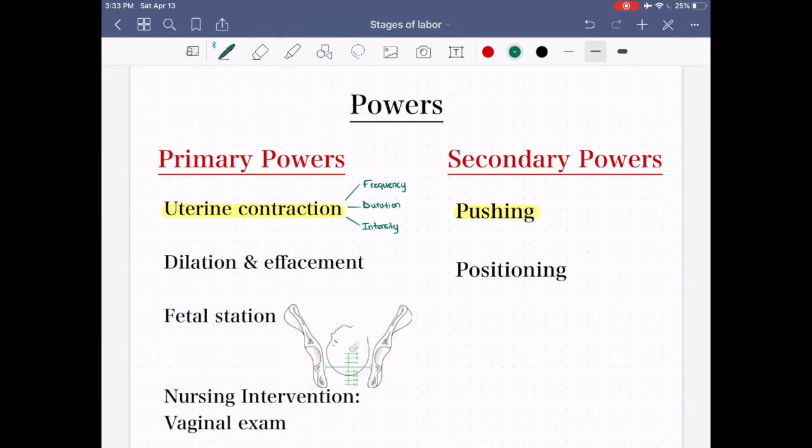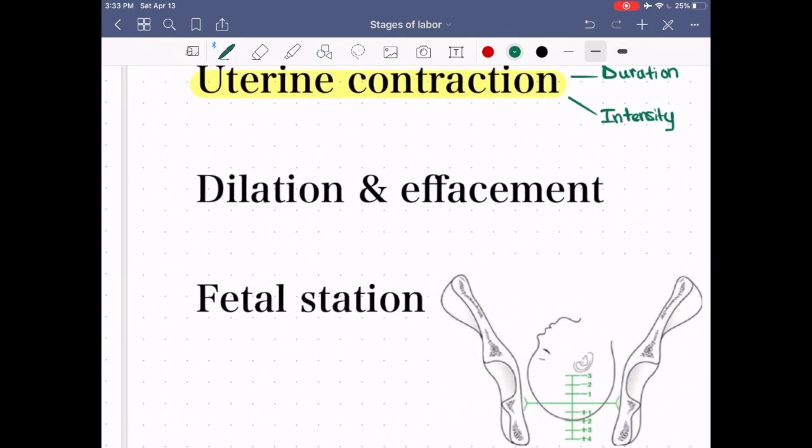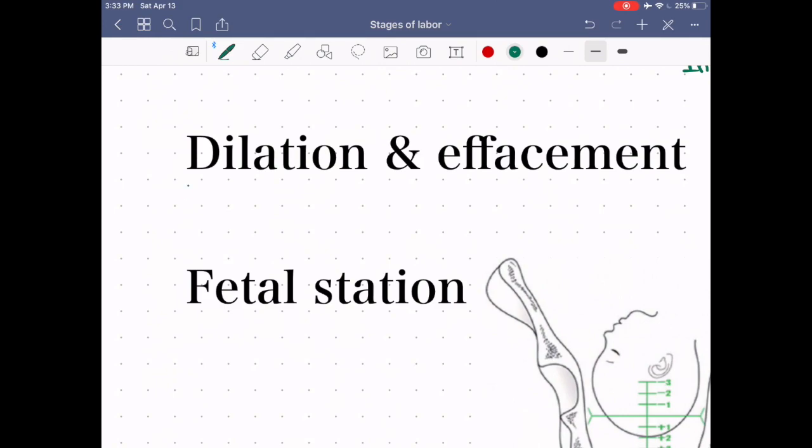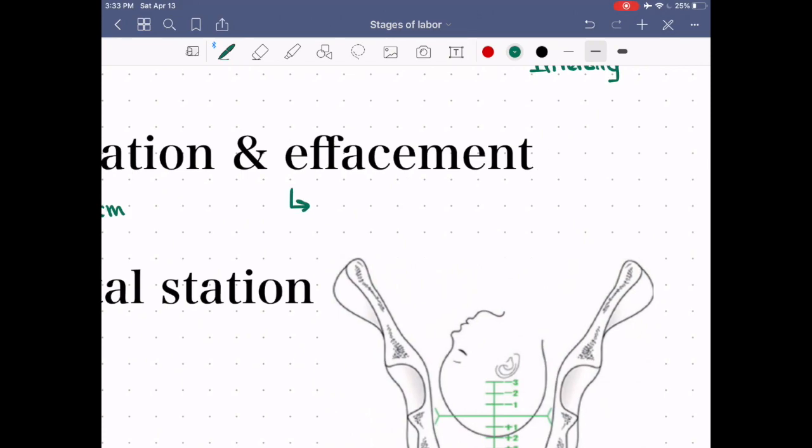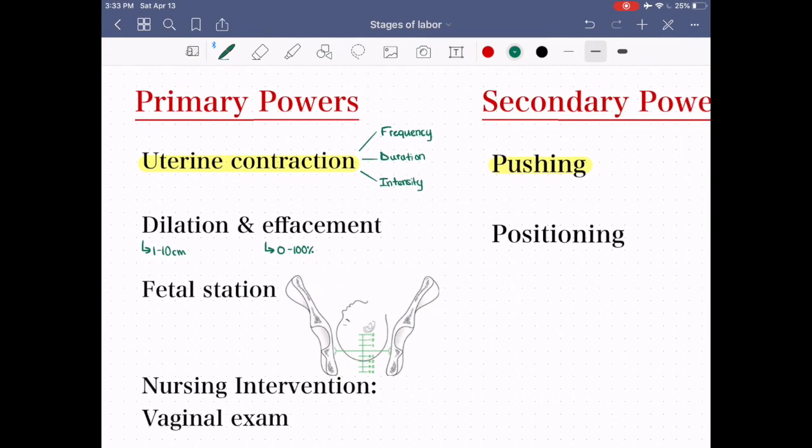Now you're also going to be assessing dilation and effacement. Dilation is how dilated, how spread out the cervix is, and it's between 0 centimeters to 10 centimeters. And effacement is how thin the cervix gets. So you do this by percentage. So 0% effaced means it has not stretched yet. 50% effaced and 100% effaced. 100% effaced is when it's super, super thin, almost paper thin, and 50 is halfway there.